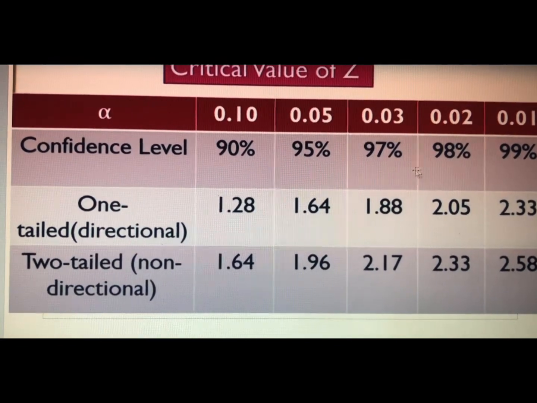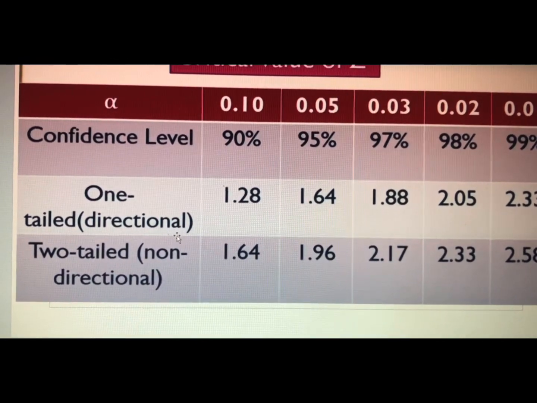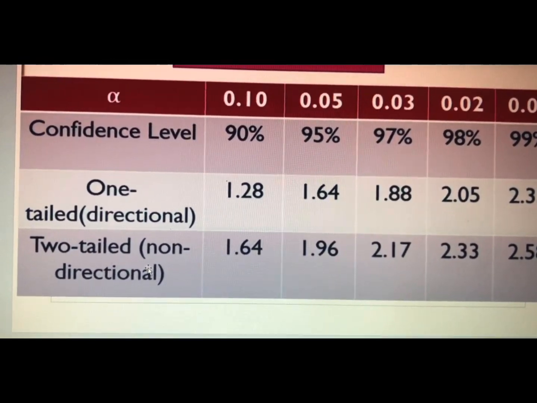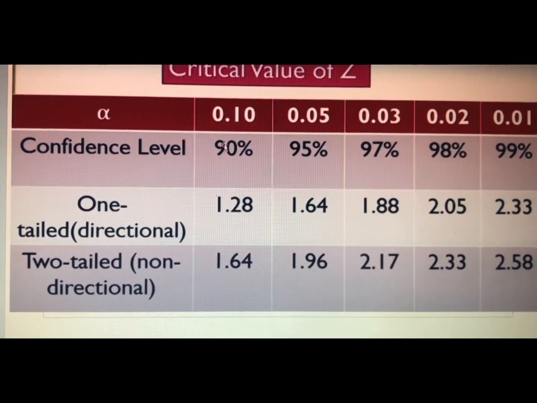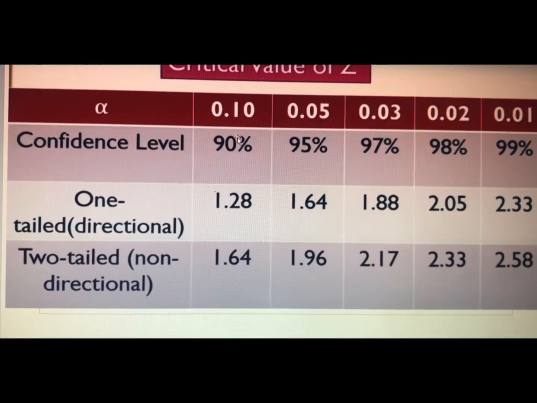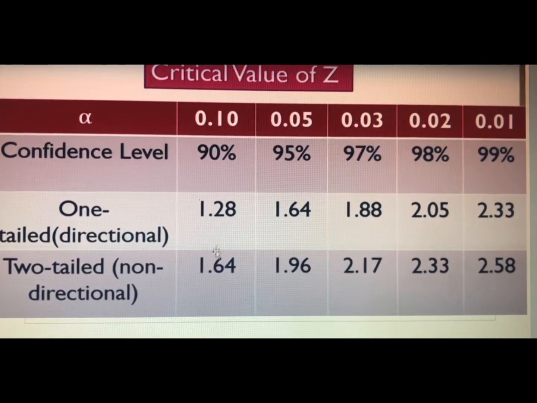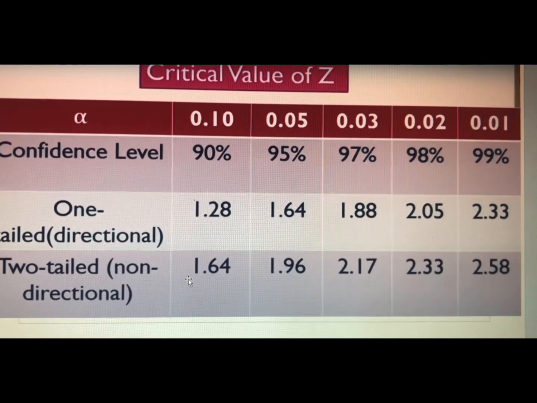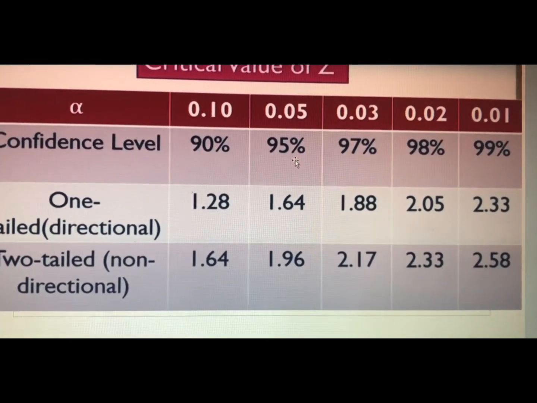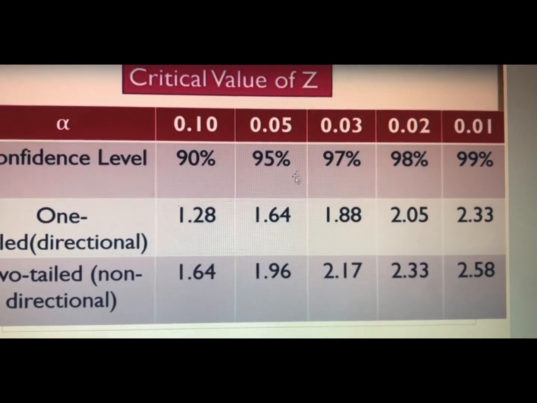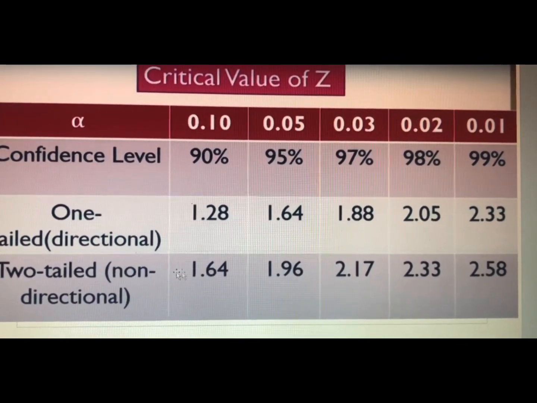Now, let's look for the value of the shaded table. We have one-tailed directional and two-tailed non-directional. So, pag tumapat tayo sa 0.10 or 90% confidence level, we can use 1.28 for one-tailed and 1.64 for two-tailed. And for 95% confidence level, we can use 1.64 in one-tailed and 1.96 in two-tailed.